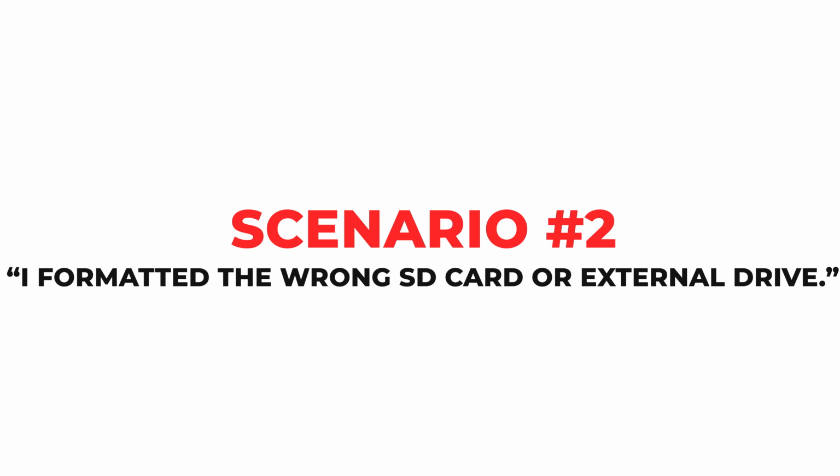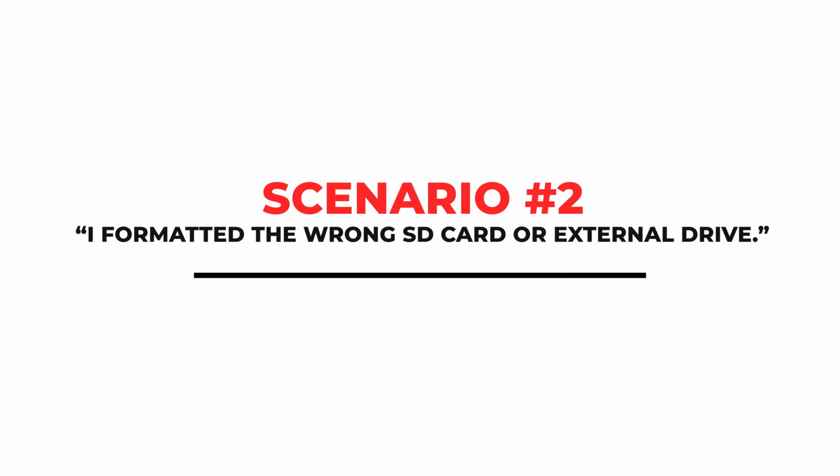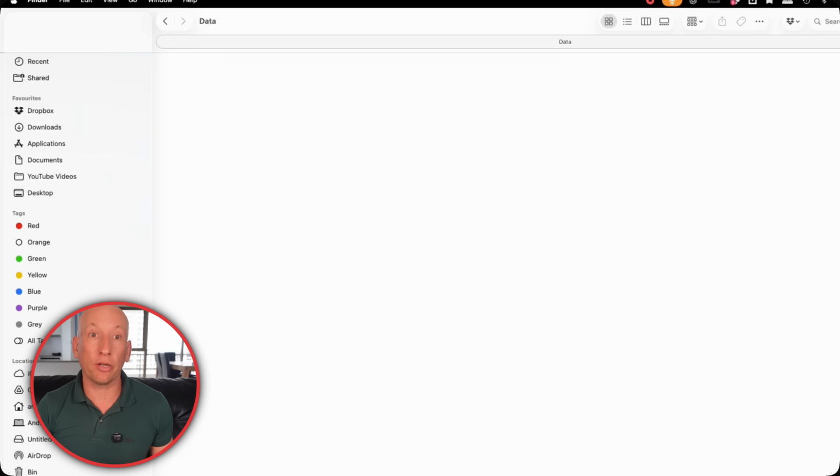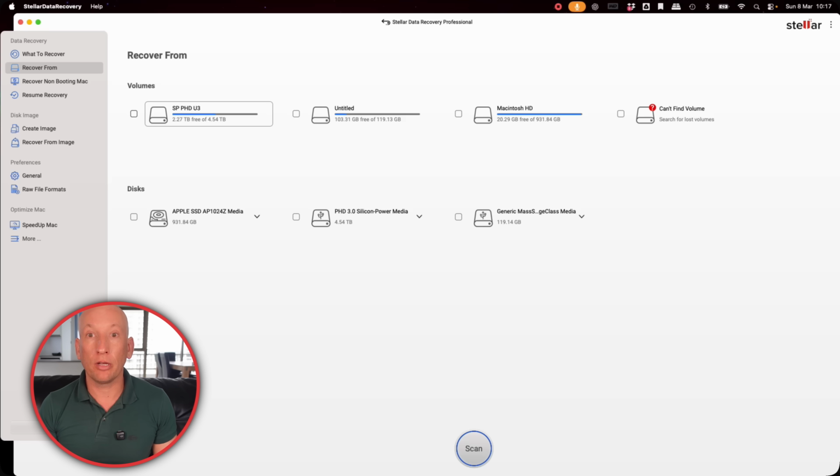In scenario 2, I formatted the wrong SD card or external drive. So guys, this one hurts even more, especially if it's from a camera or a client shoot. Take an SD card with sample photos and video on it, and I've done a quick format in Disk Utility. The card mounts fine, but Finder shows that it's completely empty.